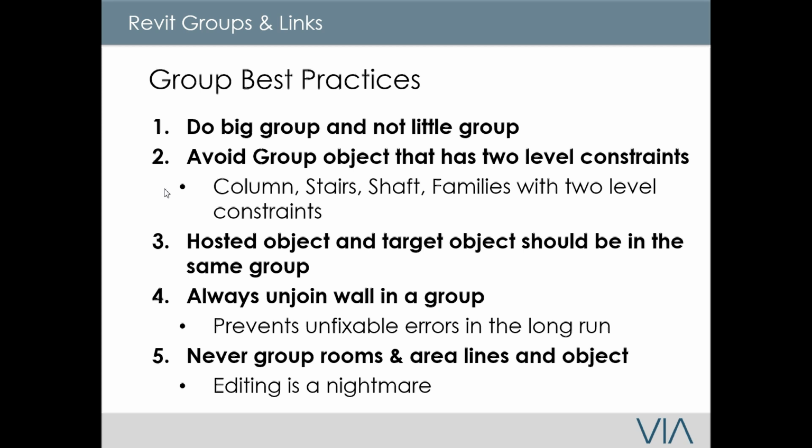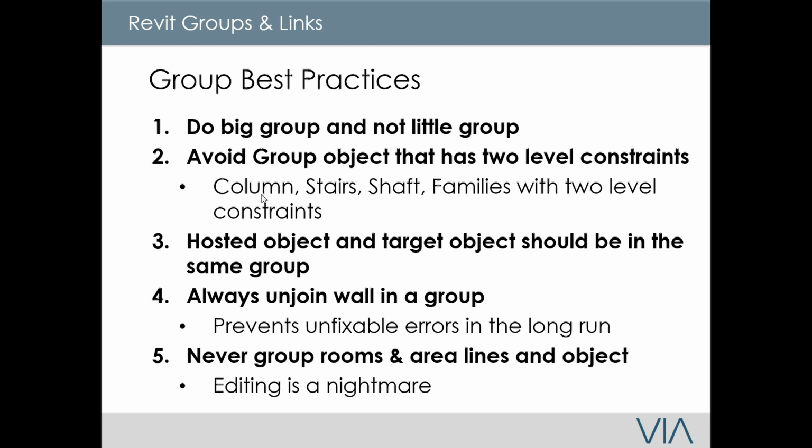Now, the second thing users should avoid is grouping objects that have two-level constraints. That means if you have columns, stairs, shafts, or any families with two-level constraints, try to avoid it as much as possible, because if there is a slight shift in level changes, it will automatically break your group regardless.